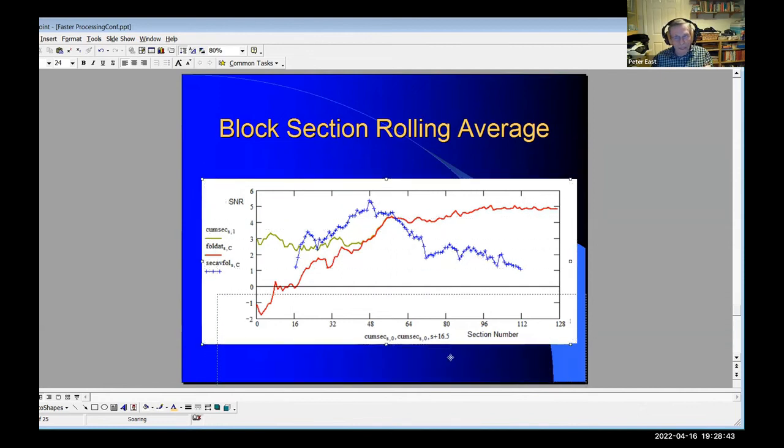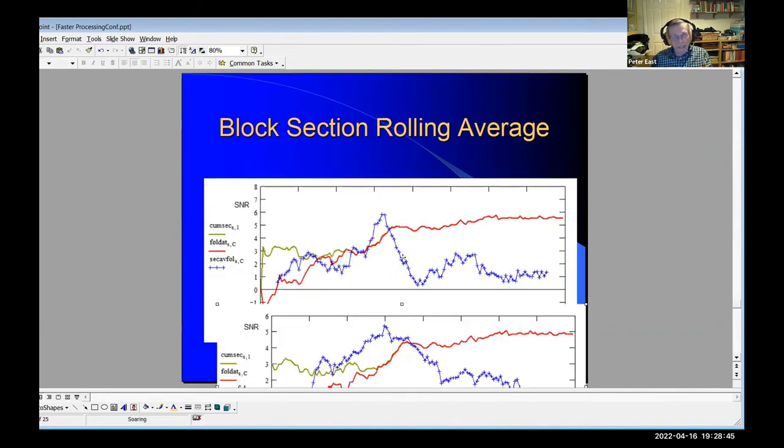If I move that down, this is folding just 8 sections, and the scintillation is much clearer here. You can see these sections, because it's a smaller window, but you can see that the scintillation is different. I wouldn't take much notice of these, but certainly these ones, that is a measure of scintillation.